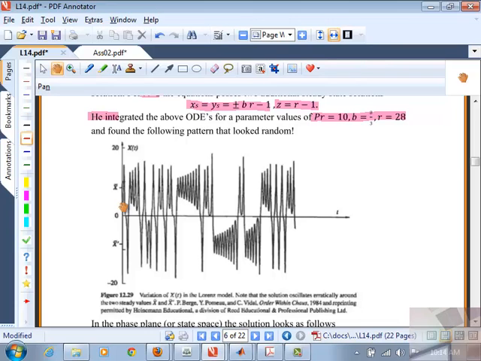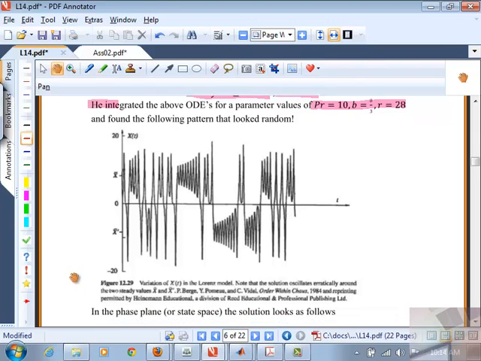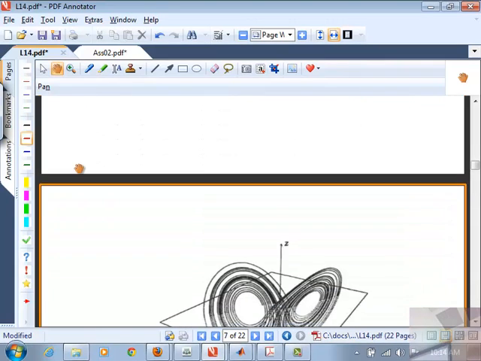And later on, people understood as causes for this, the sensitive dependence on the initial condition is one of the key features when you're seeing behavior like this. But when you plot this in the state space, the picture looks beautiful like this.